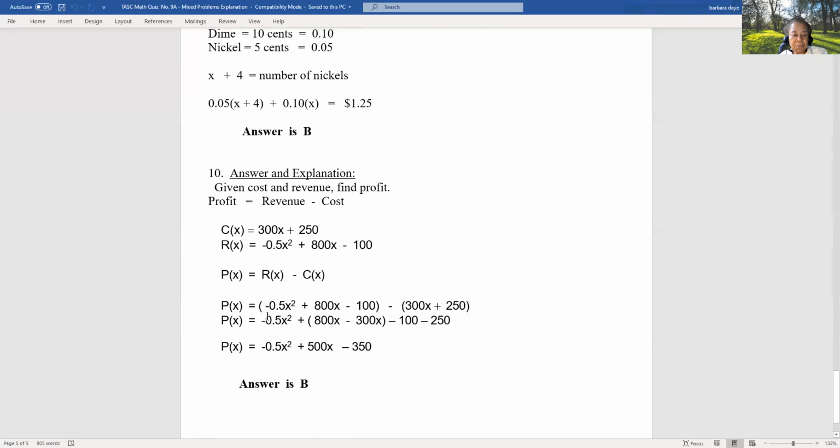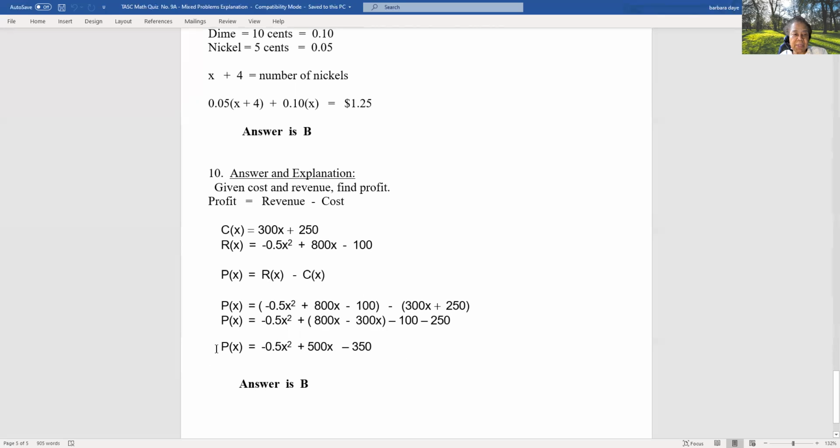Now, let's combine like terms. So we only have the X squared once. So we just bring that down, minus 0.5X squared. Now, we have 800X and we have 300X. So 800X minus 300X. Those are combined. And then we have a minus 100 and a minus 250. So what do we get?